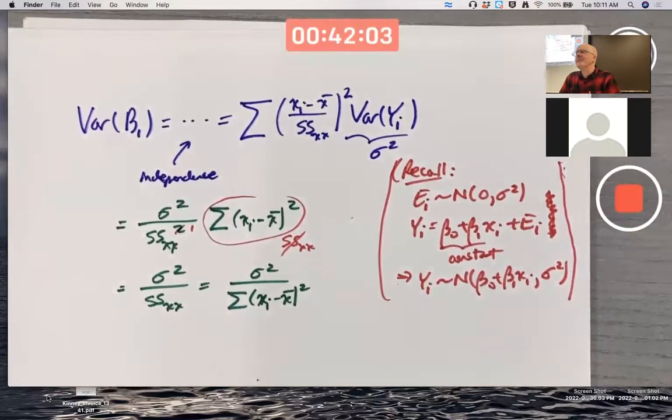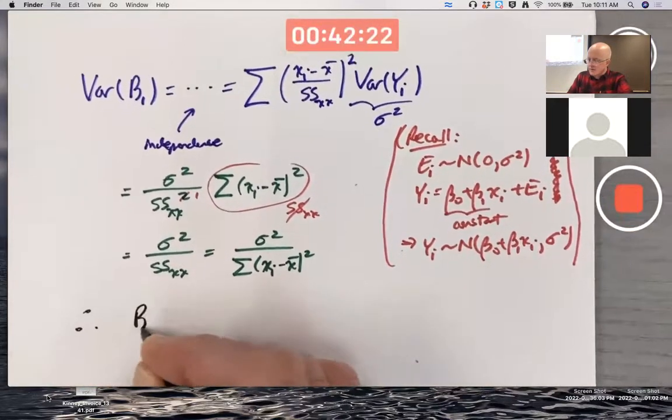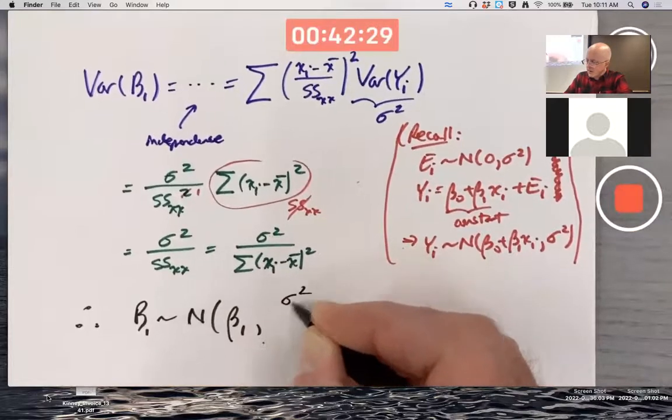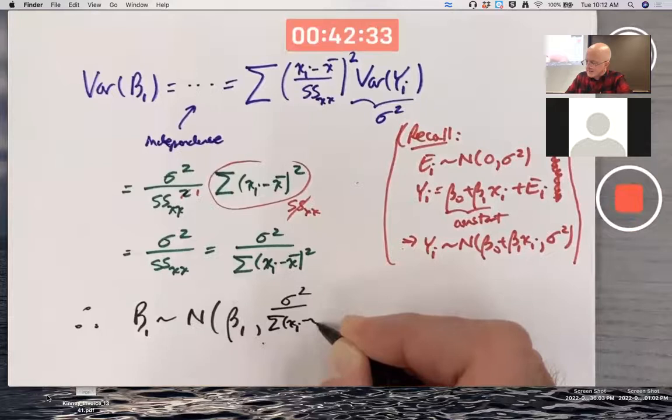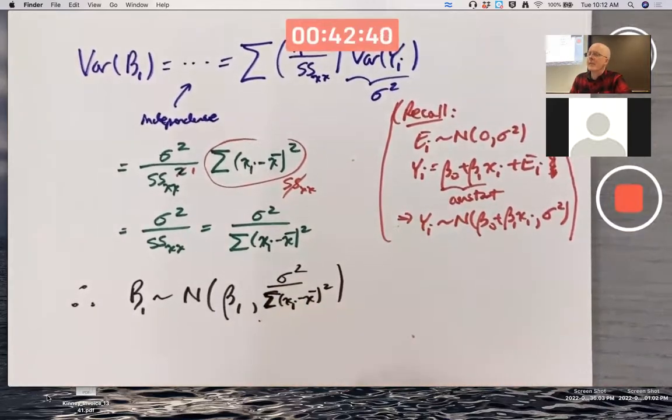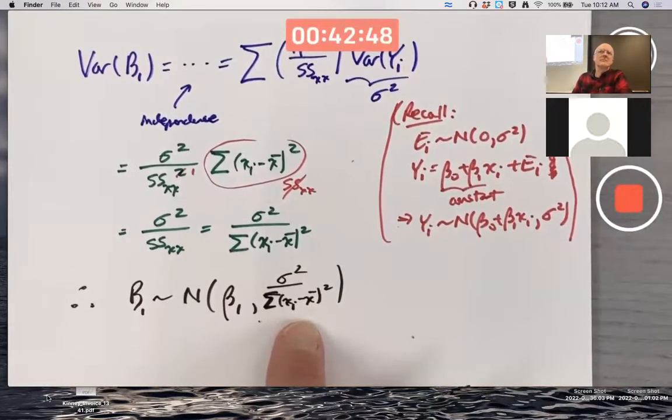The mean of B0 is not too bad. The variance of B0 though gets nasty. B0 being the intercept. Before we look at the intercept, what have we just verified? Therefore, here's a summary. B1 is normal with mean beta 1 and variance sigma squared over the summation of xi minus x bar squared. And as the sample size gets bigger, the SSXX in the bottom of this fraction will tend to get larger. And that will make this fraction get smaller as the sample size gets larger.